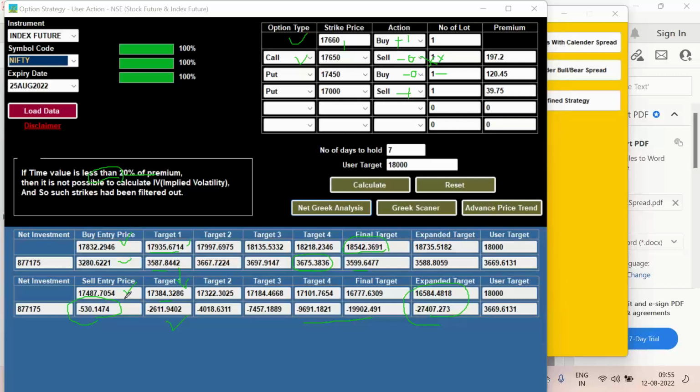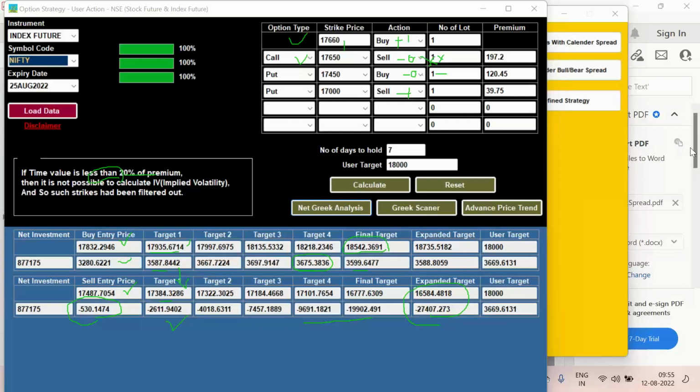This is how you should take this strategy, but it is a very good strategy for speculative trades. If you need to do multiple trades, this is a good strategy. It is well protected and it can give you a small but definite gain. Okay, we have been talking about this net Greek analysis, and I have explained all those things to you.